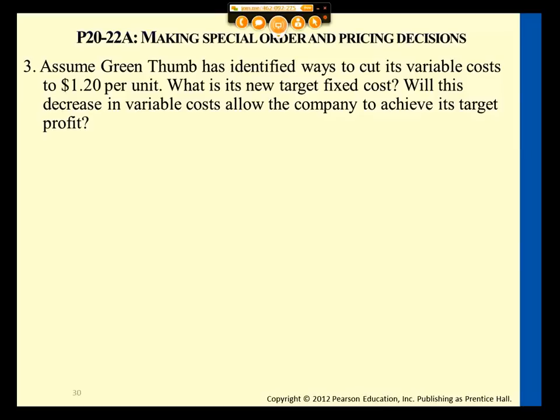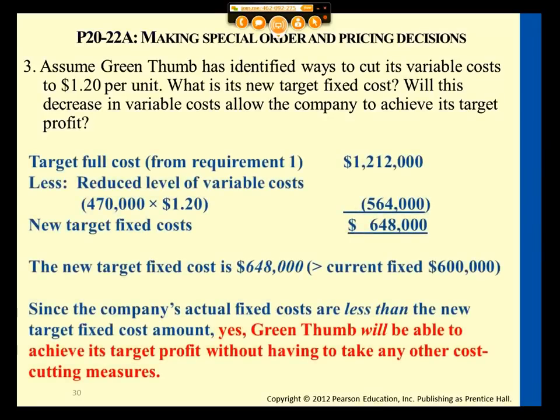Perfect. How did you get that? You do the 1.2 times 470,000. Yes, that's right. So what is the new target fixed cost? This is the difference, right? 648,000. Okay, so it's higher than the current fixed.